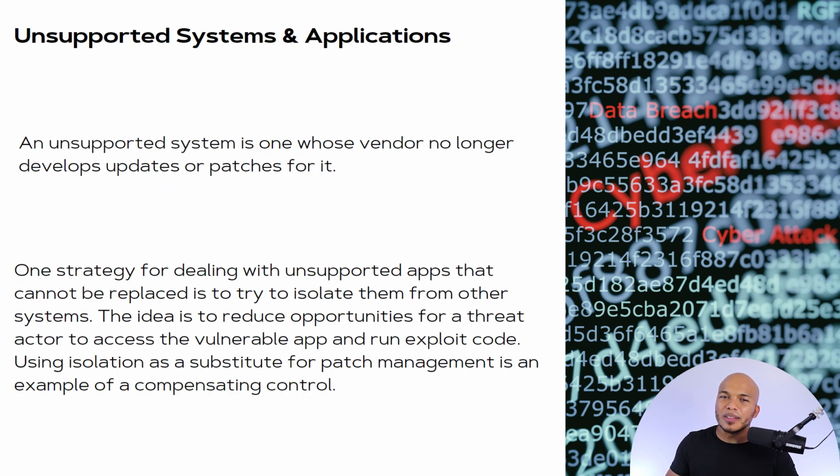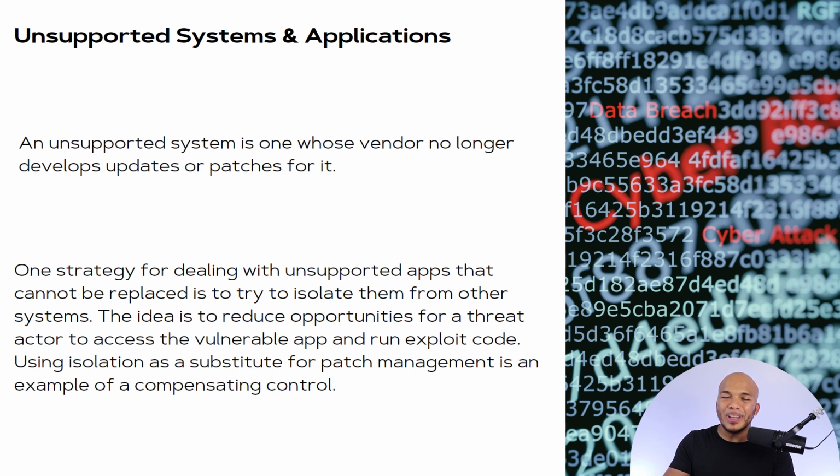Now, we do have this concept of unsupported systems and applications. So an unsupported system is one whose vendor no longer develops updates or patches for it. Now, under ideal circumstances, an organization should not be having unsupported systems or applications. However, there are very peculiar and unique scenarios or circumstances where the company, maybe for a limited period of time, has no choice but to keep using an unsupported system or application.